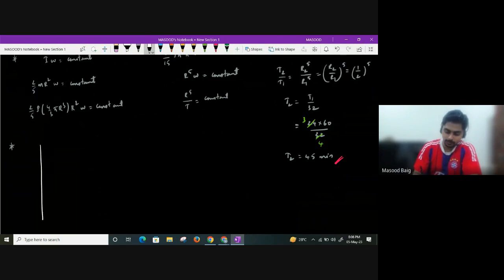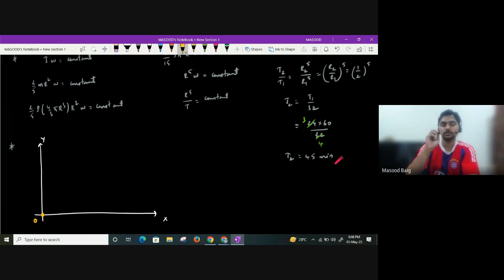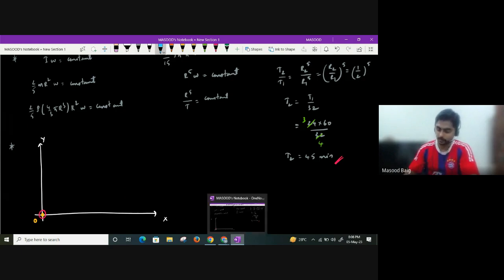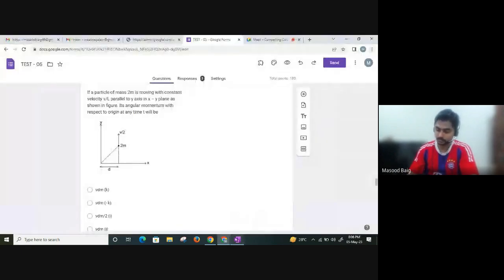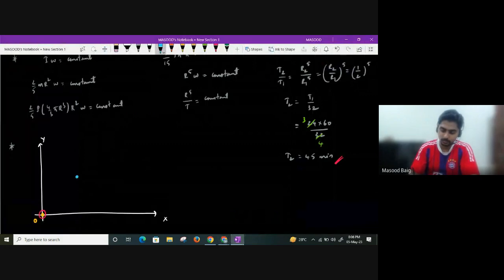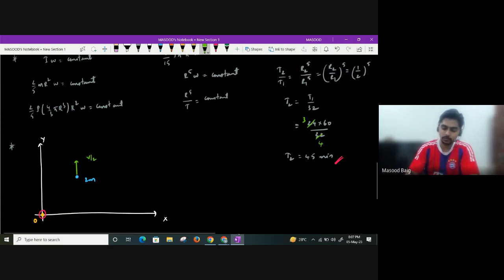So we have the y-axis like this and the x-axis like this. Whenever they are asking you to find angular momentum about any point, what will I do? About the origin they are asking. We are going to consider an axis passing through the origin and perpendicular to the plane. And how is the mass moving? It is moving in this manner. So the 2m mass is here, and it is moving parallel to the y-axis with a speed v by 2.